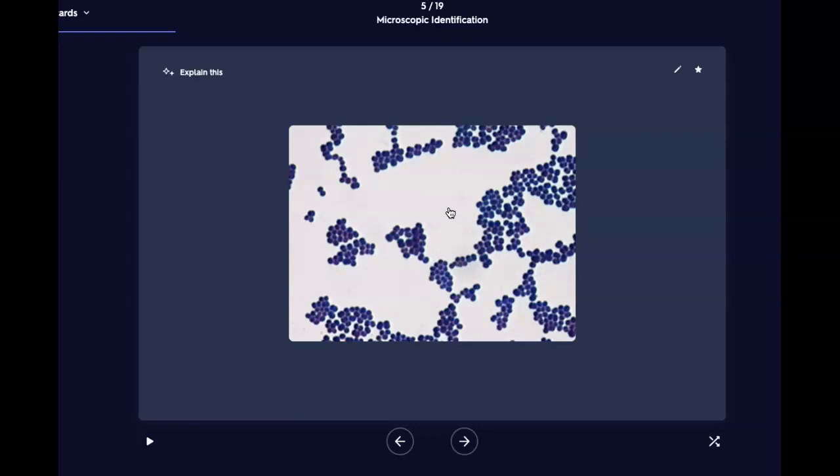Here's our cocci. These are cocci that happen to be all clumped together, but you can see the circles. And this is at a very high magnification. They were also stained, so we could see them more clearly.